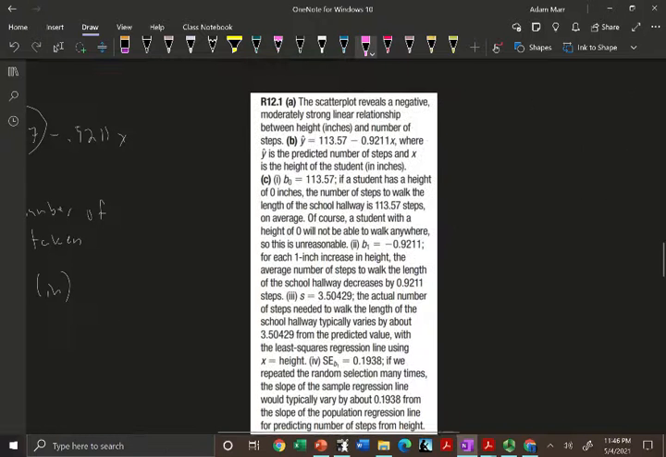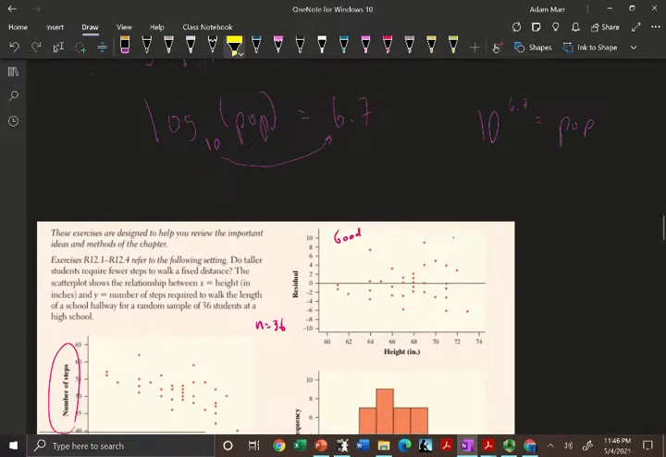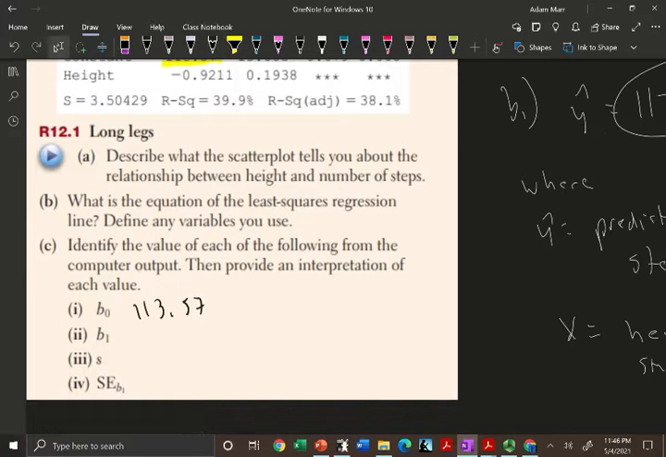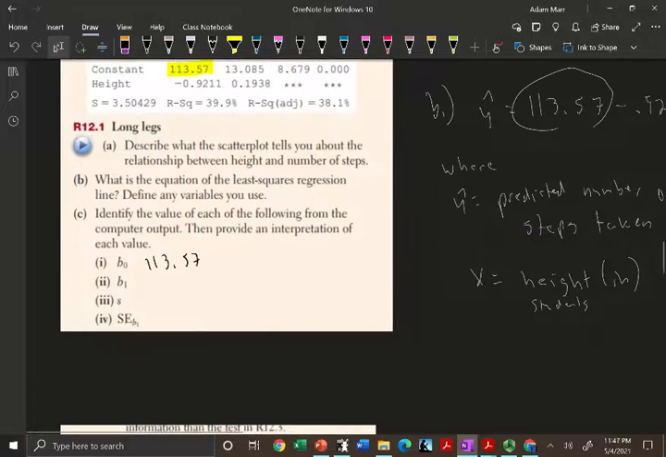All right, let's look at what the book says. If a student has a height of 0 inches, the number of steps to walk the length of the school hallway is 113.57 on average. Yeah, I should have said more of that. Remember, this is the number of steps required to walk the length of a school hallway for a random sample. So that's good. If a student's height is 0 inches, the number of steps to walk the hallway is 113.57.